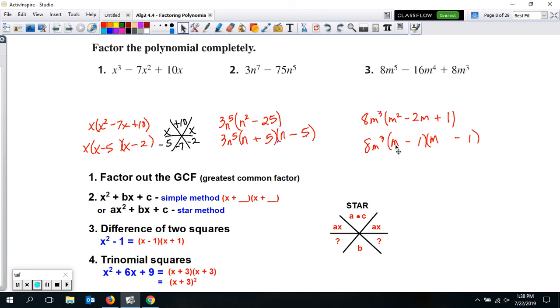You're noticing now they're both exactly the same. So the better way to write this would be with that GCF in front, 8m to the third, with a binomial square next to it, m minus 1 squared, because there's 2 of these. So that is the best way to write that. So if you did anything wrong here on these, just fix it before you move on, and just try to do better on the next ones.